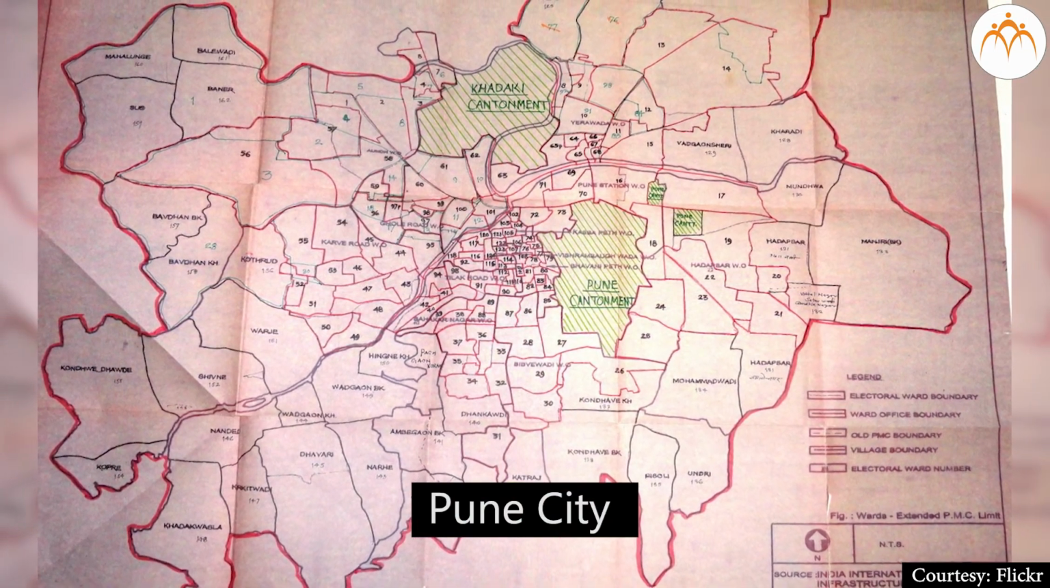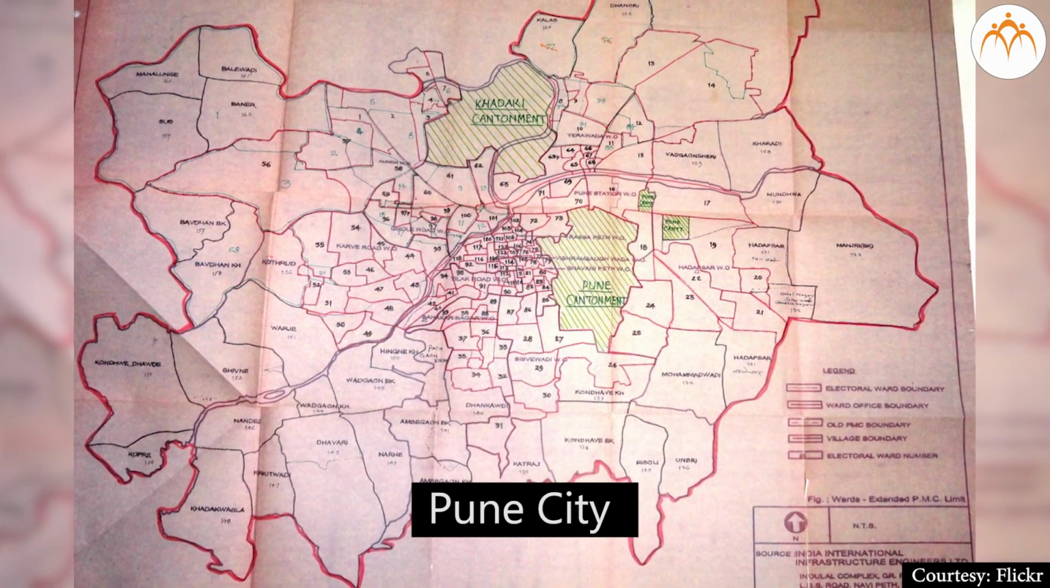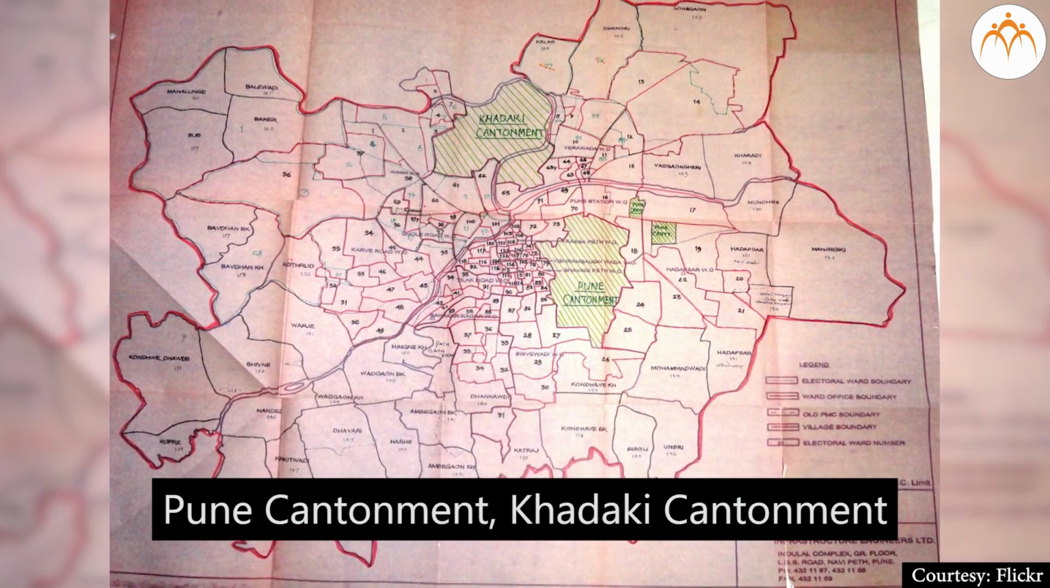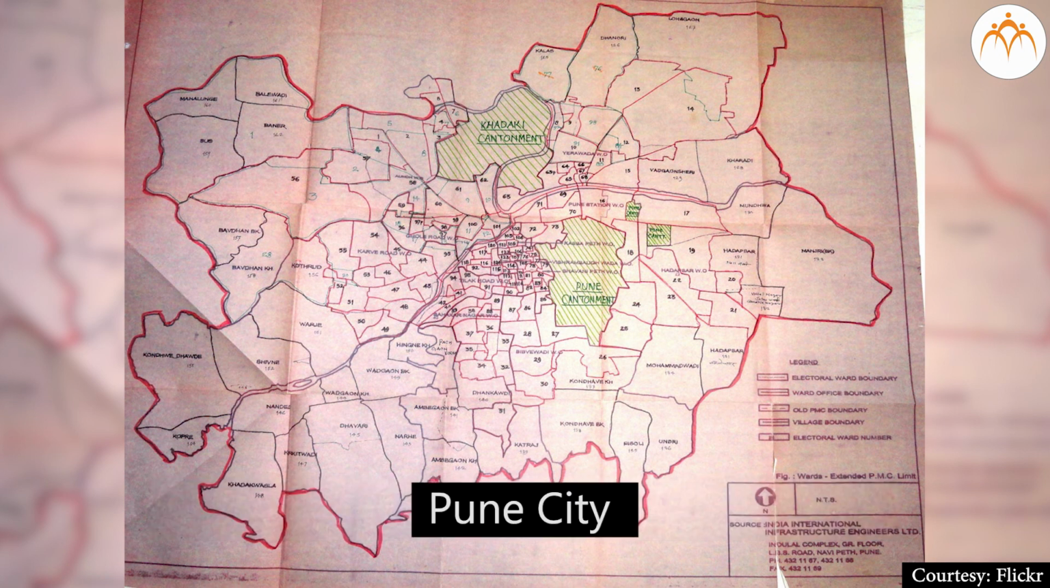The heights of these places are not shown here. We can see the subdivisions only. We can clearly see Pune Cantonment, Khadki Cantonment, the serial numbers and names of their subdivisions. In the right hand bottom corner, there is a list indicating the legend and the sign code.